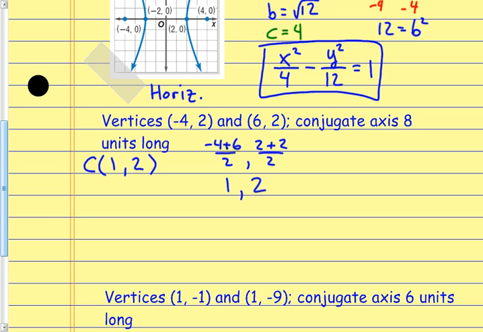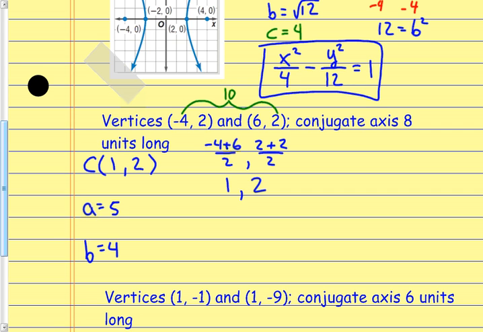And then my a value, when I think about this, the transverse axis is defined by the vertices. The vertices are my endpoints of the transverse axis. So this right here is my transverse axis. And since the y values are the same, the distance here from negative 4 to positive 6 is 10 units. So my transverse axis is 10 units long, which means my a value is just going to be a 5. All right? And then it tells me that my conjugate axis is 8 units long. Well, if that's 8 units long, that's the diameter. Means the b value is just a 4.